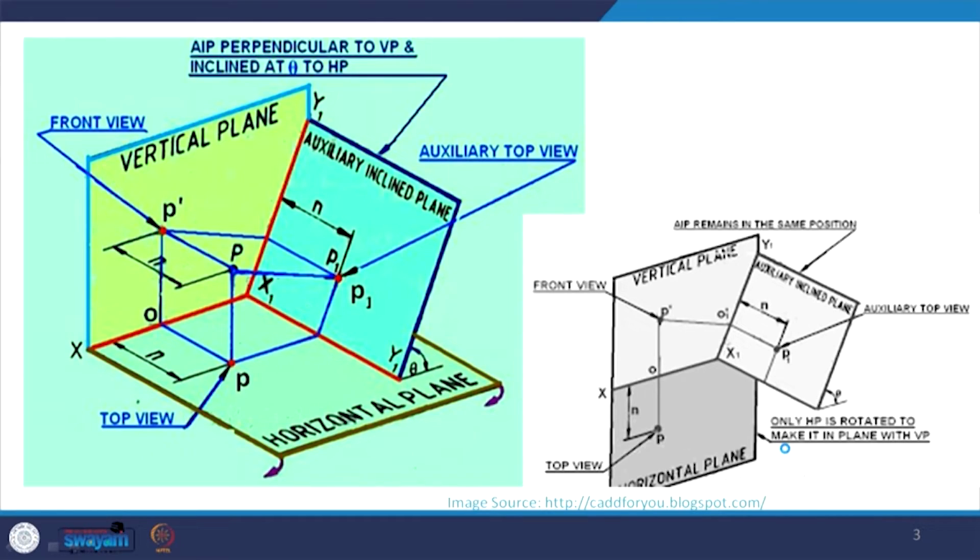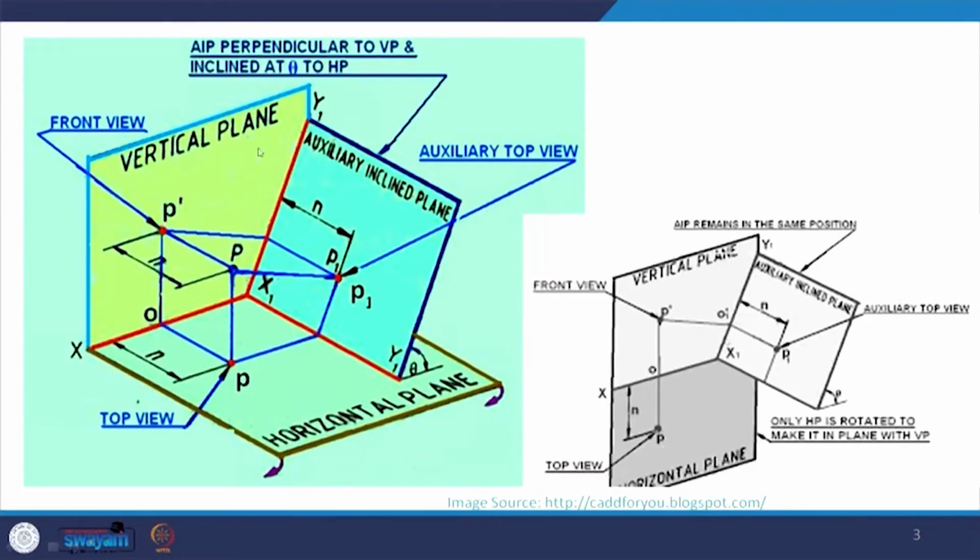Let us look at our reference plane. So, just imagine that this is our vertical plane and this is our horizontal plane, and then we have an auxiliary vertical plane. So, what is an auxiliary vertical plane? Let us take the example of this reference plane with the help of which we understand. So, this is our vertical plane, this is our horizontal plane.